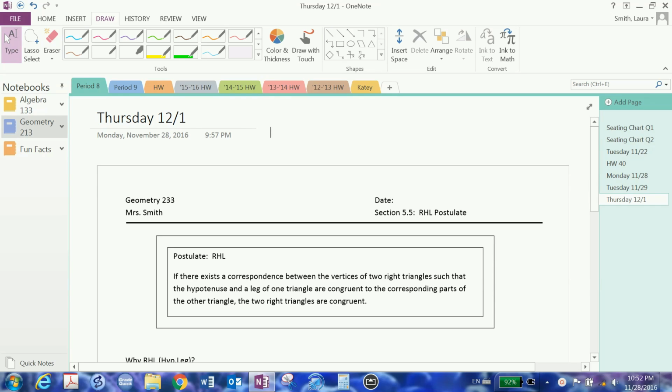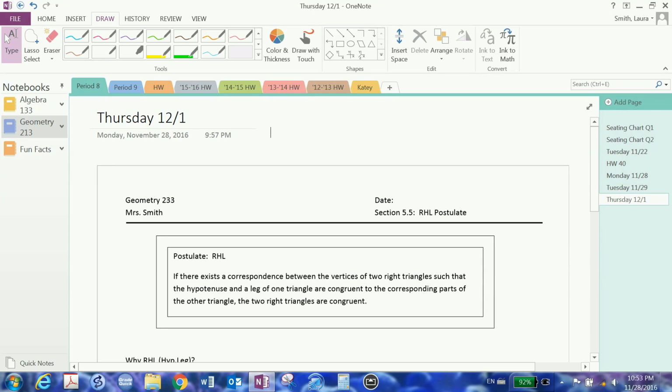At this point, you should have already read section 5.5 in your book, and I hope that you took the time to also, in the book, watch the video that was on page 334. If you haven't done that, now would be a good time. Just stop this video, go back and watch that one. It's going to help explain and actually visually show you why triangles using RHL are congruent.